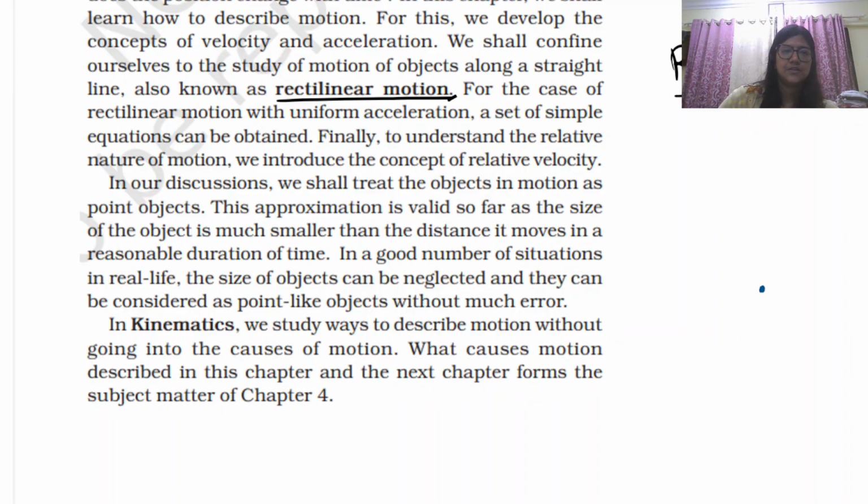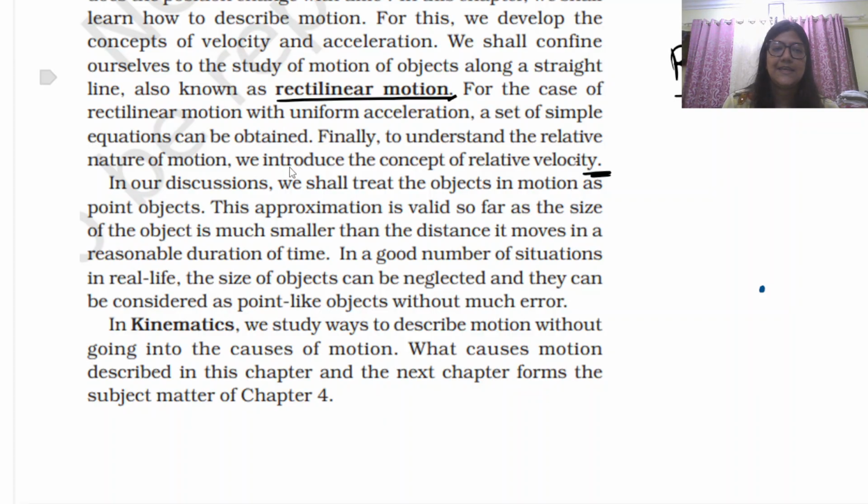All right, moving on. We had read until relative motion till here. Okay, fine. Moving on. In our discussions, we shall treat the objects in motion as point objects, as we discussed already. The approximation is valid so far as the size of the object is much smaller than the distance it moves in a reasonable duration of time. In a good number of situations in real life, the size of objects can be neglected and they can be considered as point-like objects without much error. We already covered this. It's okay if it doesn't make a lot of sense. It'll come to you slowly and steadily.